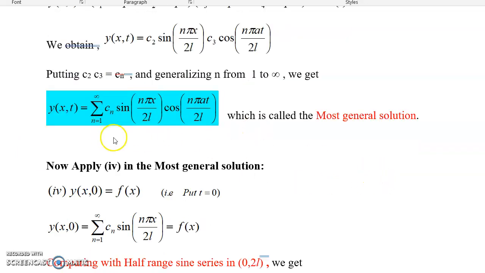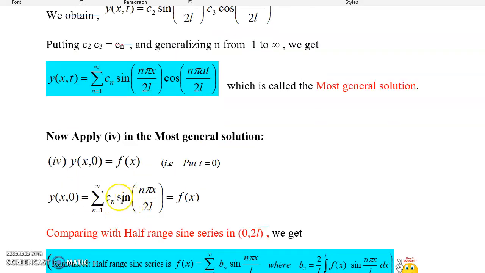Now in this most general solution we have to apply the last boundary condition, y of x comma 0 is f of x. Now what is y of x comma 0? In the place of t we have to put 0. So this is y of x comma t, the latest current solution. In that put t equal to 0. Where we have t here, when we put 0, cos 0 will become 1. So this is the answer of y of x comma 0, which is going to be f of x.